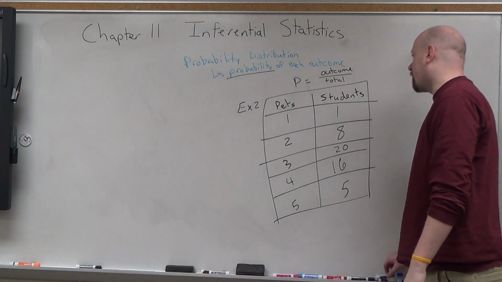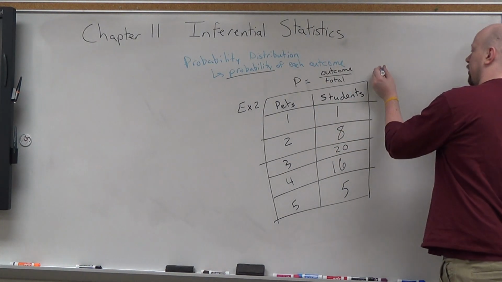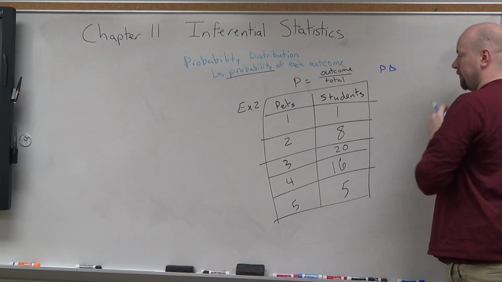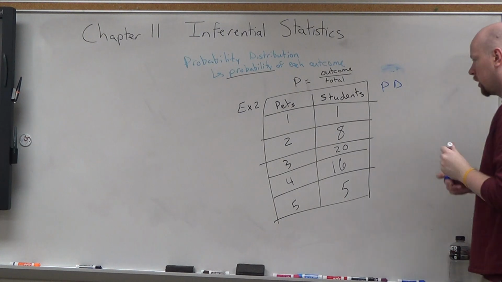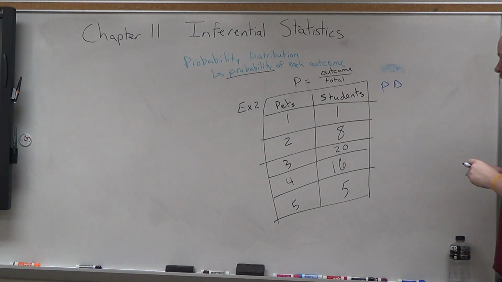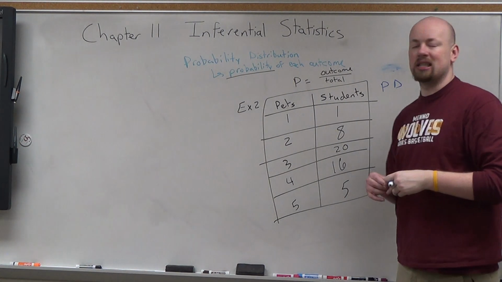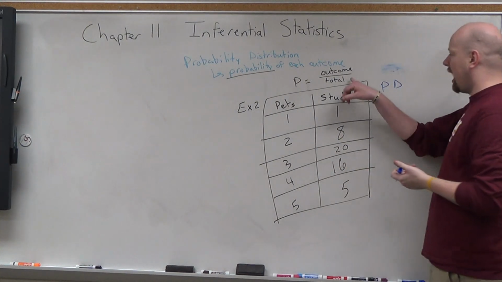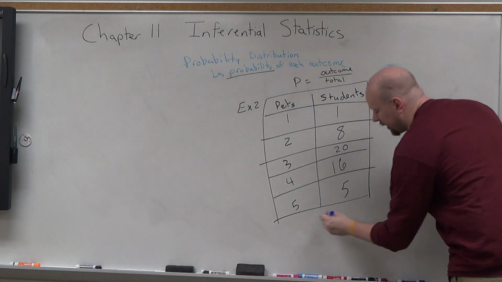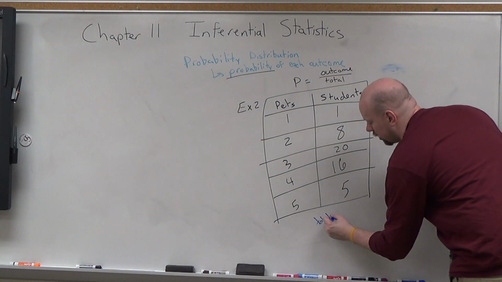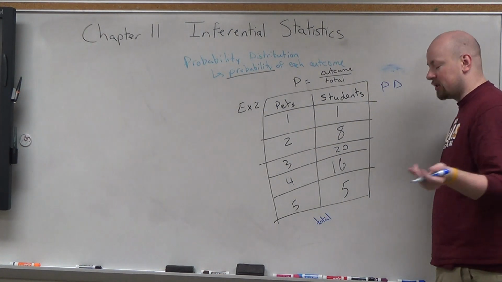So, a probability distribution would just be a third category. So, I guess I can put it right here. Probability distribution. So, I need to find the probability of each possible outcome. That being said, I'm going to need a total. I'm going to need my total number of students. So I encourage you to write a total down here. Now total is pretty easy. We just add them all together.